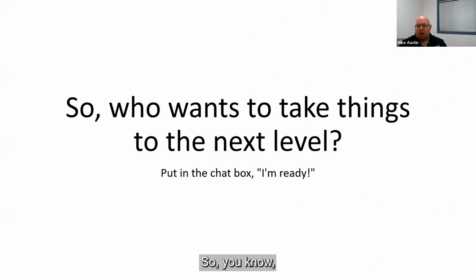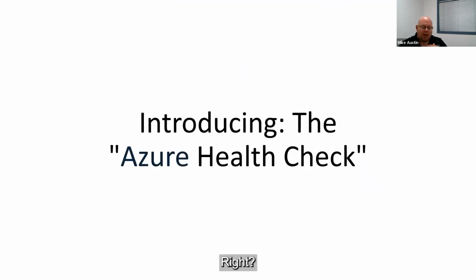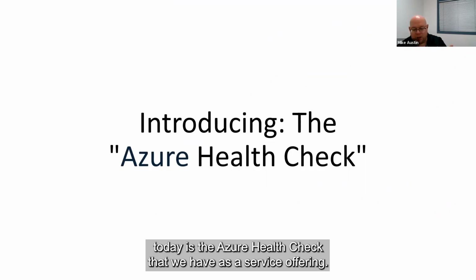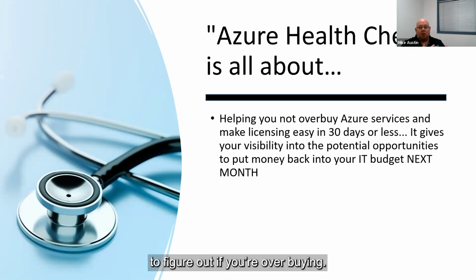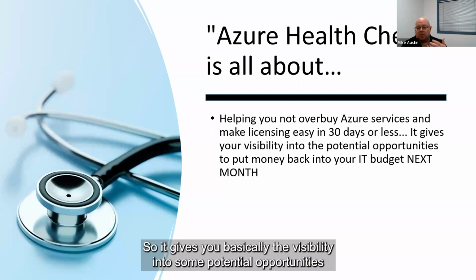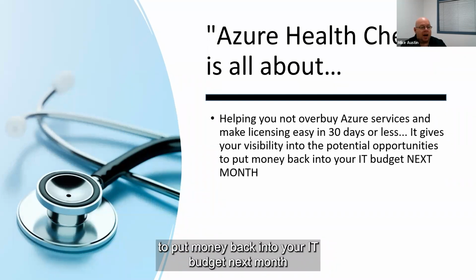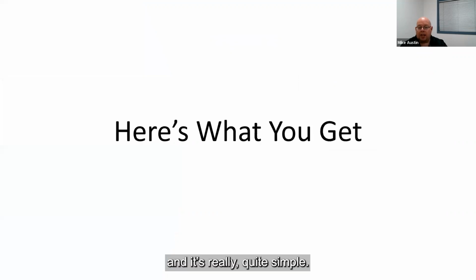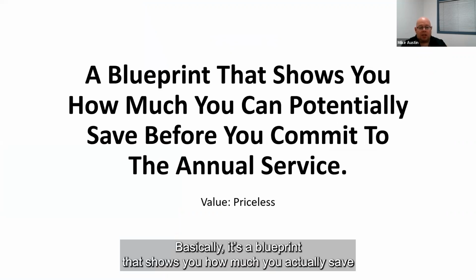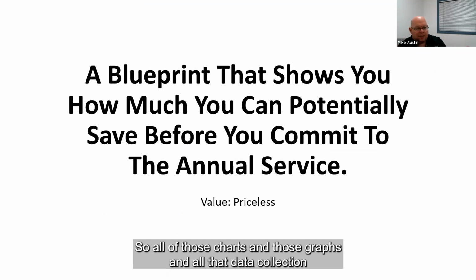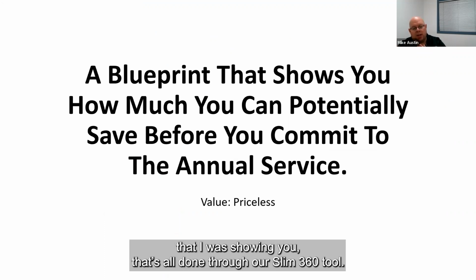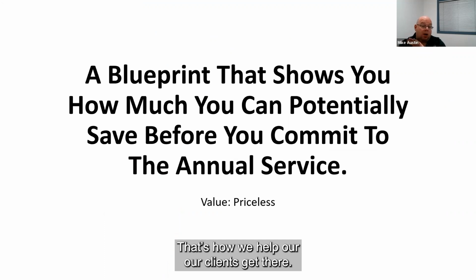So what I want to figure out is who wants to take this to the next level. What I am going to introduce today is the Azure Health Check that we have as a service offering. It's about helping you understand this data to figure out if you're overbuying in 30 days or less. It gives you visibility into potential opportunities to put money back into your IT budget next month. And it's quite simple. Here's what you get. Basically, it's a blueprint that shows you how much you could potentially save before you commit to our annual service, called Slim 360 for Azure. All those charts and graphs and data collection that I was showing you are done through our Slim 360 tool, and that's how we help our clients get there.